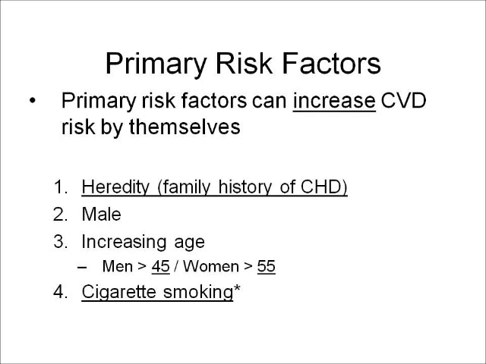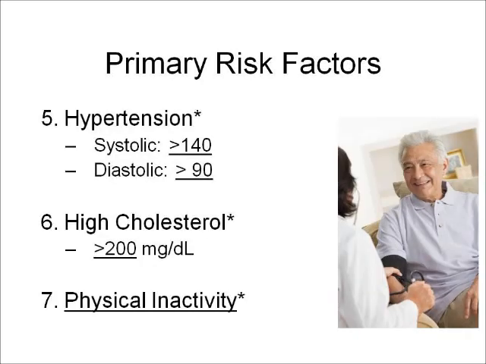Fourth risk factor, cigarette smoking. Continuing to the next slide, the fifth risk factor, systolic blood pressure greater than 140 over a diastolic blood pressure of greater than 90. Okay, so the fifth one is hypertension. Number 6, high cholesterol greater than 200 milligrams per deciliter. And the seventh is physical inactivity. Those are all primary risk factors.